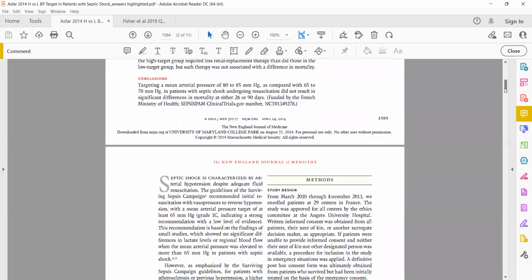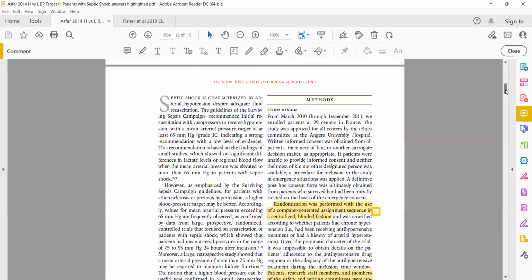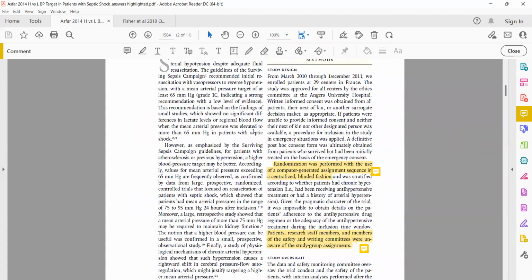Come on, computer. So this is all of the justification as to why this study is important. People are not living with septic shock. We have this idea that maybe higher pressures would be better in the introduction here, but does it really work? Here's the study design and all your methods. So when did they enroll people? Where did they enroll people? How did they enroll people?